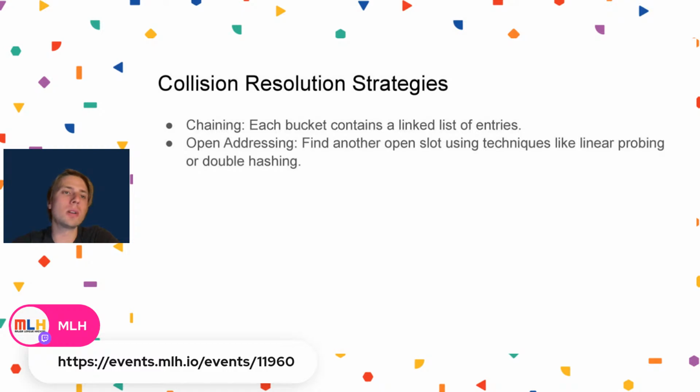So here are some collision resolution strategies. There's things like chaining, where each bucket contains a linked list of entries. We did talk about linked lists in part 1, but if you want to know more about linked lists, definitely go watch that again. And also open addressing, where you could find another open slot using techniques like linear probing or double hashing to actually get that open slot and resolve the collision.